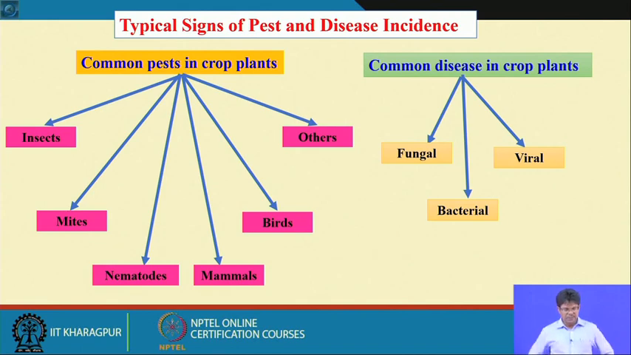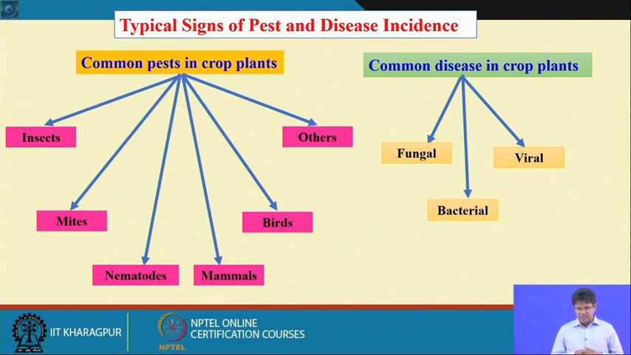As you see, pests, usually insects, mites and nematodes, are very common and do severe damage to crop plants. Mammals like elephants and monkeys, many other animals, and birds also damage crop plants. For diseases, there are three main types: fungal disease, bacterial disease, or viral disease.